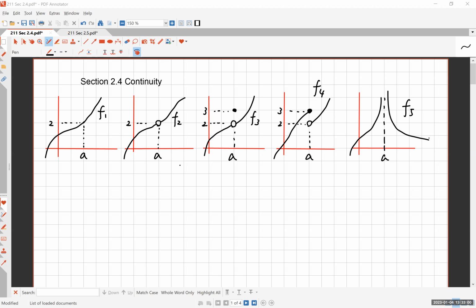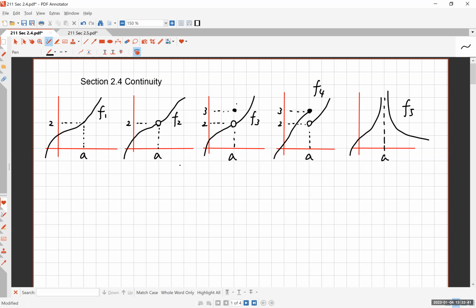So you see f1, that seems to be a straightforward, smooth line. f2 has a hole at (a, 2). And then f3 has a hole also at (a, 2). But the function is defined at a, the value of f3 at a is 3, indicated by this black circle right here. And then f4 has a discontinuity, which is, by the way, a term that we are about to define, in the sense that there is a jump at a. The function jumps from 3 down to 2 and then continues to go on. And then f5, of course, has a vertical asymptote.